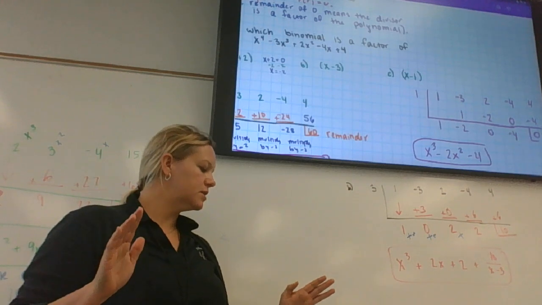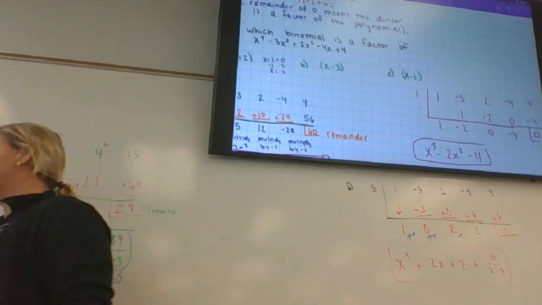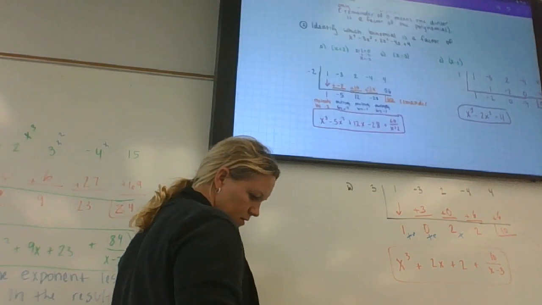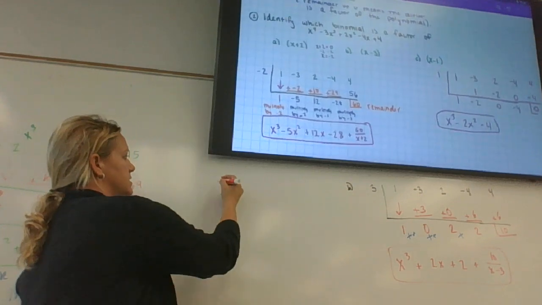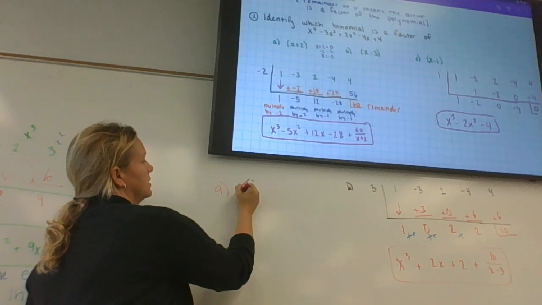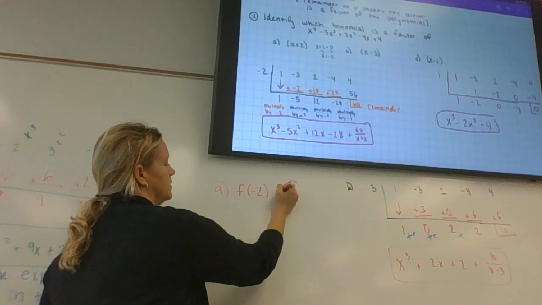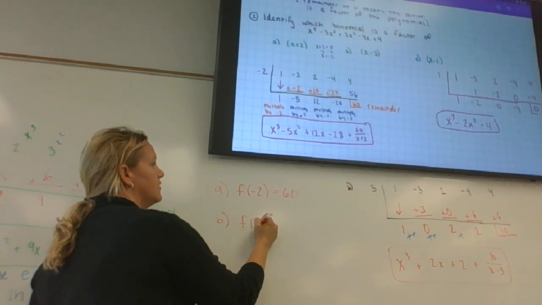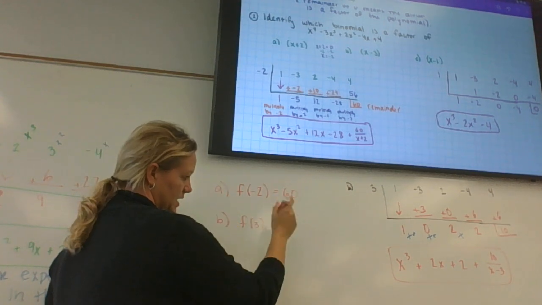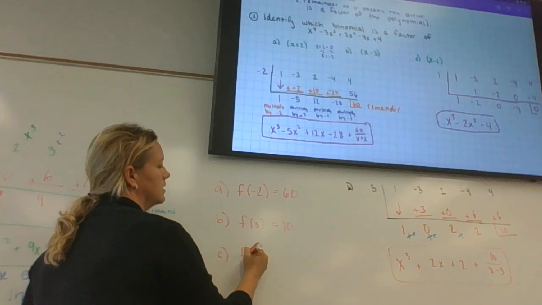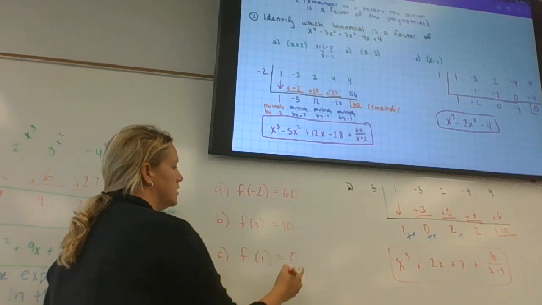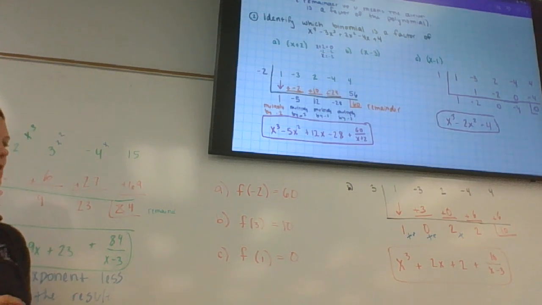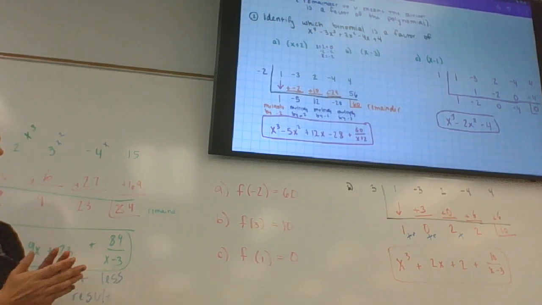I'm going to write something here. I'm going to give you a preview. So in letter A, the result was 60. So I would say, if this was a function, I would say f of -2 equals 60. Letter B, I plugged a 3 in. I would say f of 3 equals 10. In letter C, f of 1 equals 0. Yes, so it's x minus 1 that is the factor.